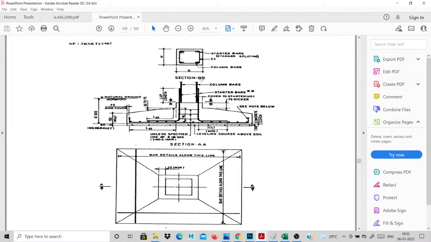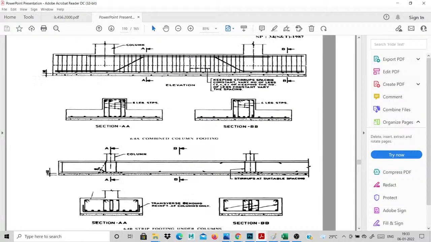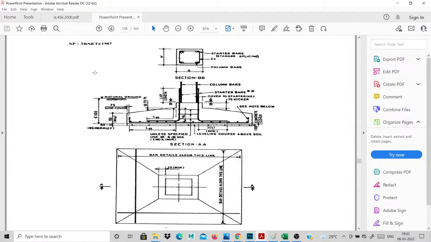This is the reinforcement for your isolated footing. There is a minimum thickness of 150 mm. The cover on all the sides will be given. You simply refer to the SP34 code book. It gives all the details for isolated foundations, combined footings and piles. The reinforcement for all types of foundation is given in the SP34 code book. Refer to it, it is easy.